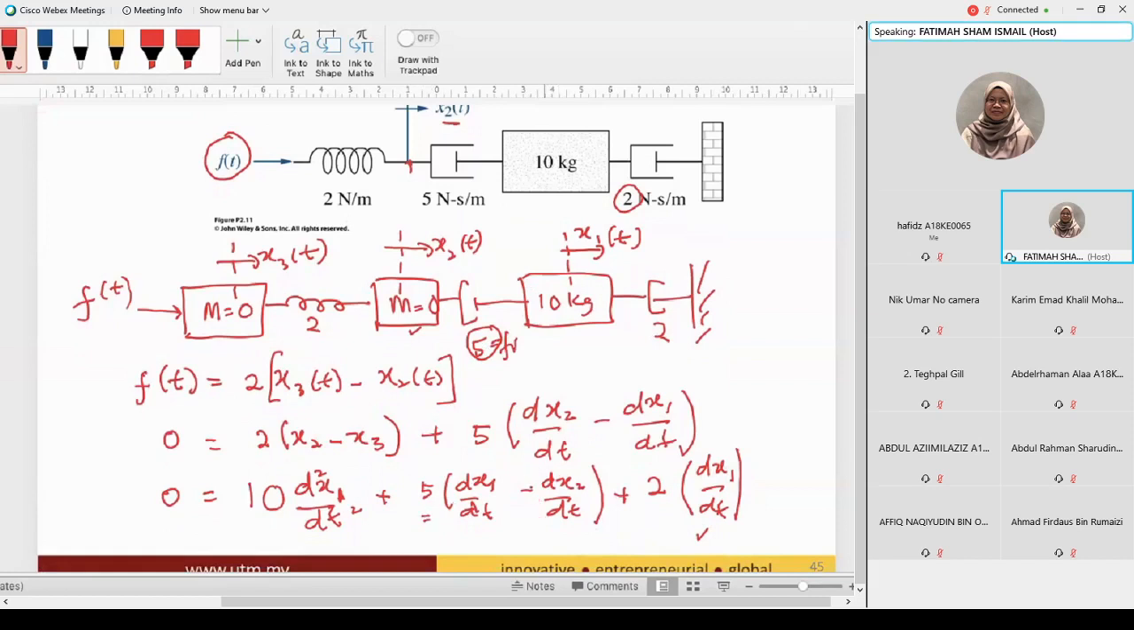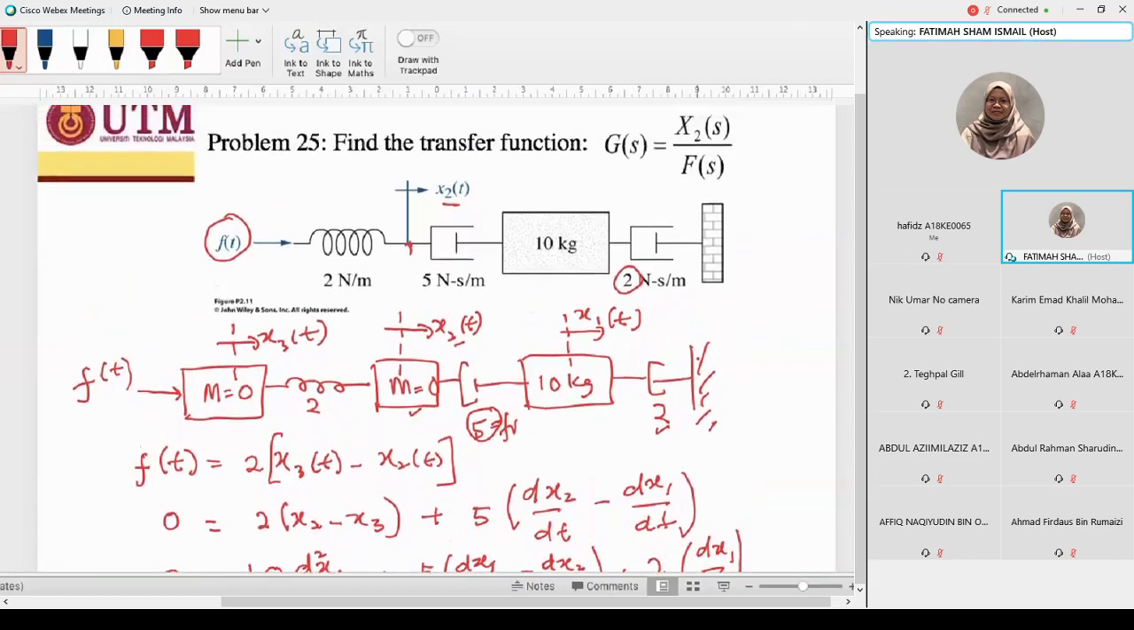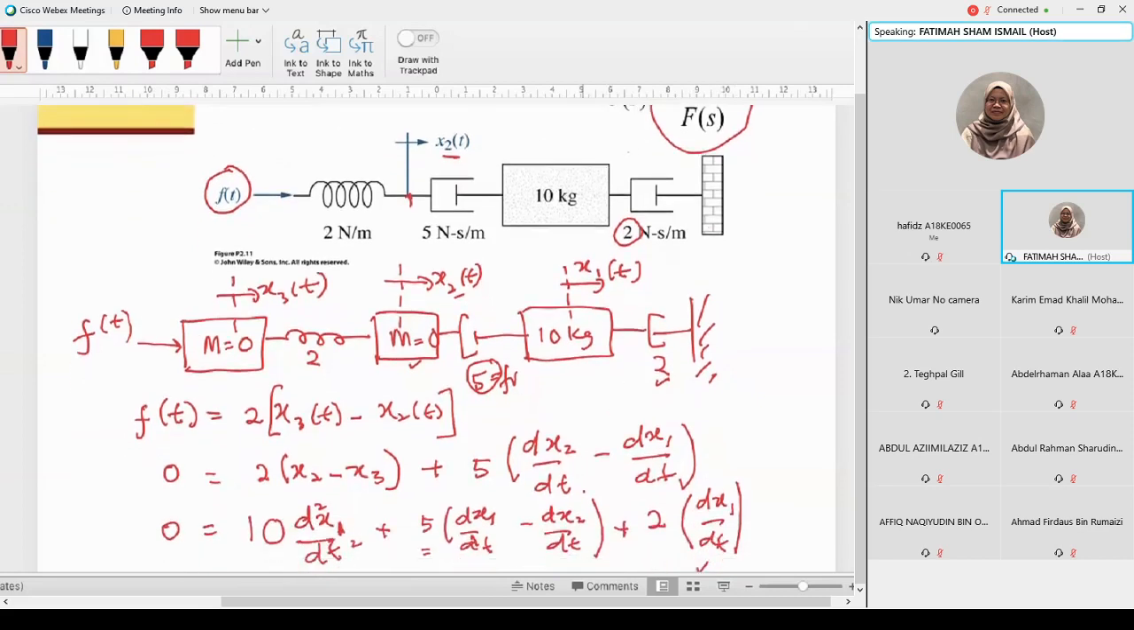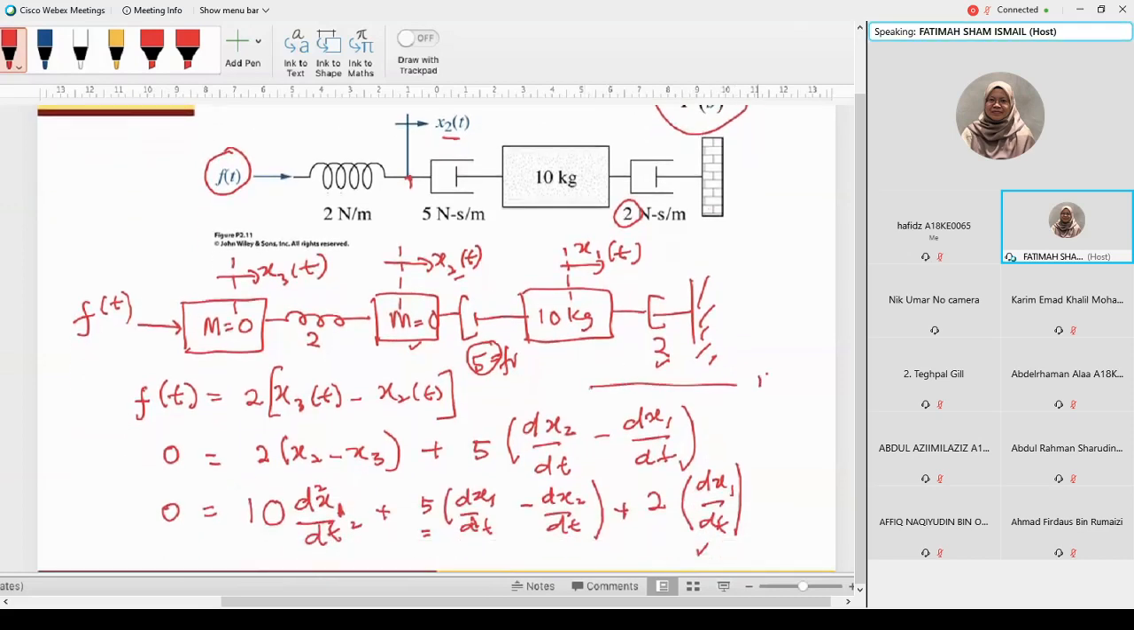That is connected to X2 as well. Displacement X2(t). So plus 2, this 2, and we connected to the X1 and the wall here. So 2 dx1/dt. So you have 3 equations here. With the values given there, I think it is easier to solve to get x2 over Fs. You try to substitute x1 and x3 from these 3 equations.